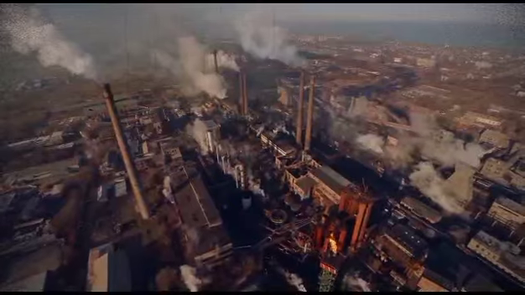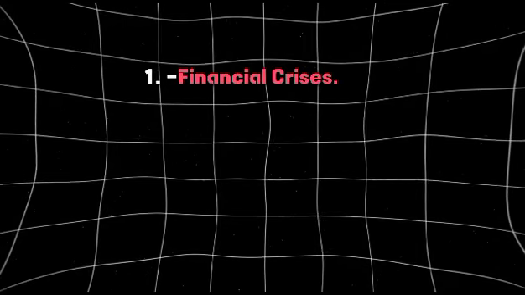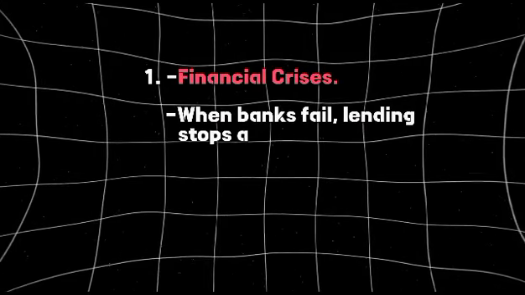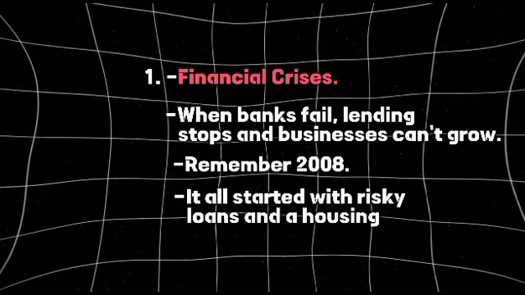But what causes these failures? There are several triggers for global market failures. Let's break them down into four major categories. 1. Financial crises. When banks fail, lending stops and businesses can't grow. Remember 2008? It all started with risky loans and a housing bubble that popped.